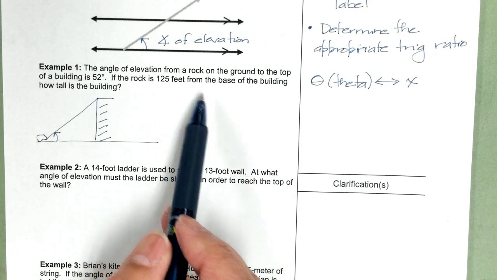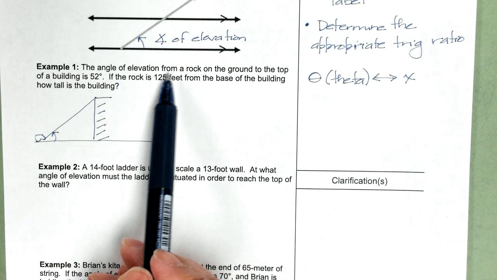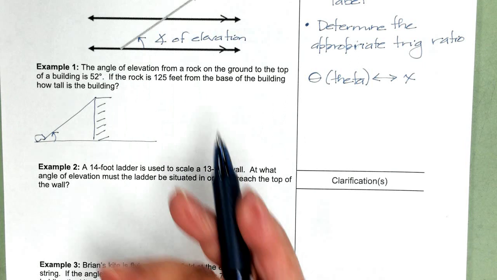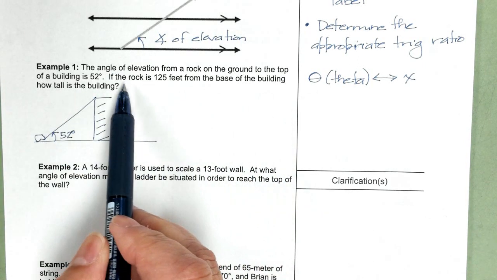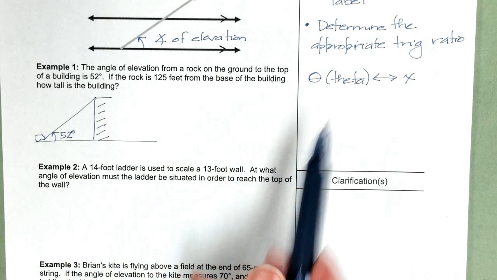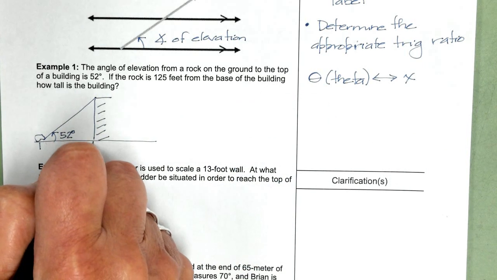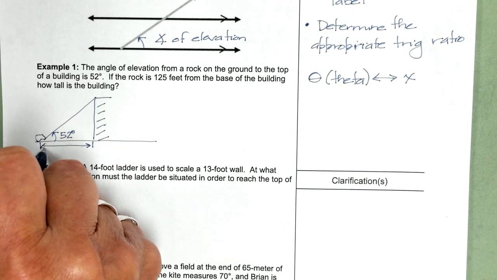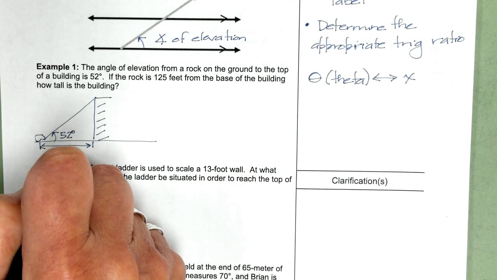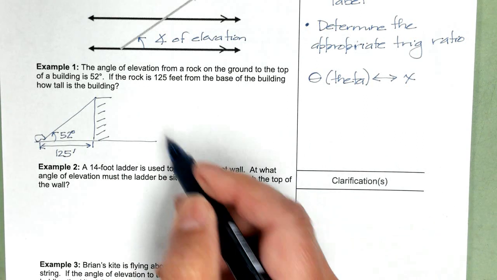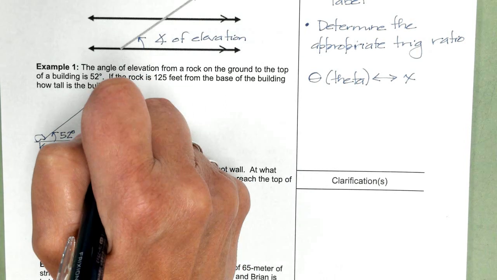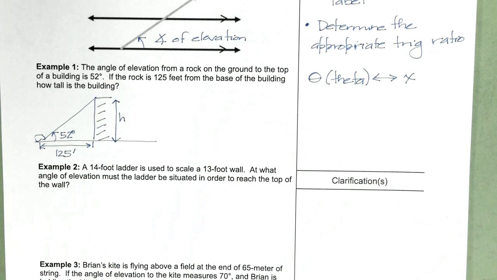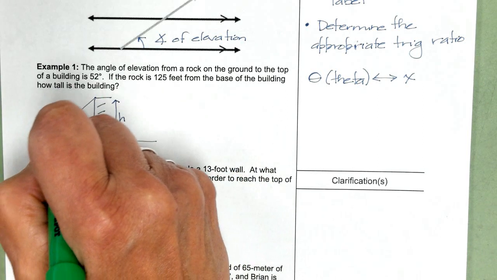So there's our sketch. Now we're going to put in information. We're going to label it. Angle of elevation, 52 degrees. So I'm going to mark that here. The rock is 125 feet from the base of the building. So this is 125 feet. And we want to know how tall is the building. So we are looking for H.